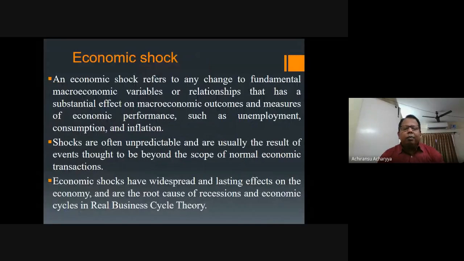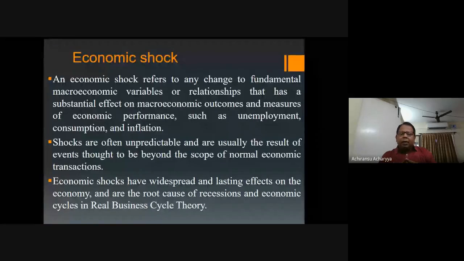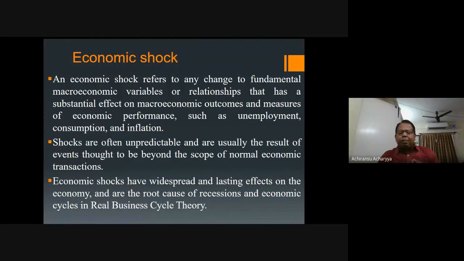So an economic shock refers to any change to fundamental macroeconomic variables or relationships. So this is a kind of shock, you see. And when we say it's an economic shock, it affects the economy. So how does it affect? It has a substantial effect on the macroeconomic outcomes and measures of economic performance, such as unemployment, consumption, and inflation. Shocks are often unpredictable and are usually the result of events thought to be beyond the scope of normal economic transactions. And economic shocks have widespread and lasting effects on the economy and are the root cause of recessions and economic cycles in real business cycle theory.